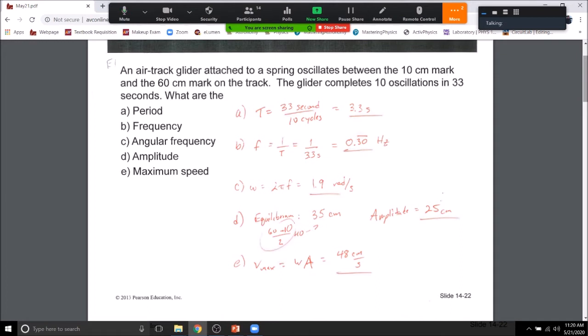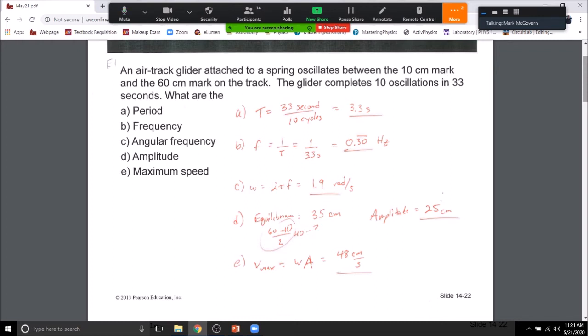Angular frequency is given by 2 pi f, or 2 pi over the period. I went with f here, so 1.9 radians per second. Now, the way we figure out the amplitude is how far it gets from equilibrium. The equilibrium position would be directly in the middle of 10 and 60 centimeters, so you subtract them. The full range of positions that the block goes through is 50. We divide that by 2. That means 25 on either side of the equilibrium position, and therefore that's the amplitude. The actual equilibrium position would be 35 in this case.